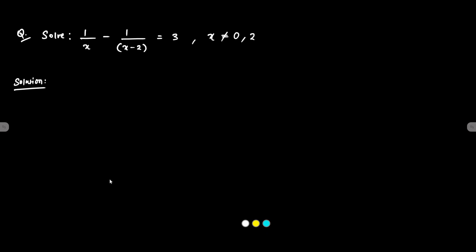So here is another question on solving quadratic equations through the quadratic formula method. Here we have been given an equation. It is not directly in the form of a quadratic equation. It is given something like this: solve the equation 1 by x minus 1 by x minus 2 is equal to 3, with the condition that x is not equal to 0 or 2.